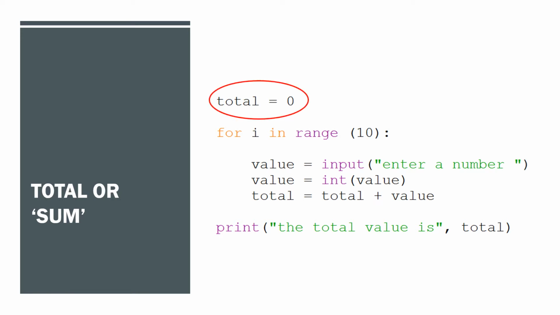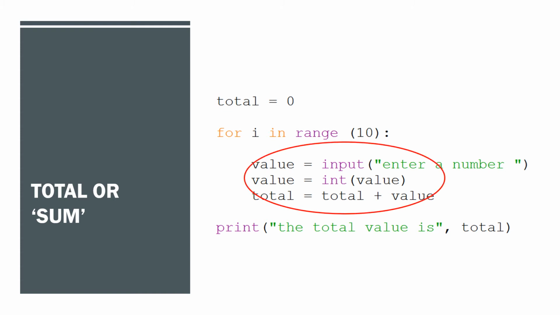We begin by setting the total to 0. Do this before the start of the loop. Inside the loop, the user enters a value. Remember, input values are strings, so we'll convert it to an integer and then add it to the total. That's the command total equals total plus value. That will take the value of the total, add the input value to it, and store the answer back into the total variable.